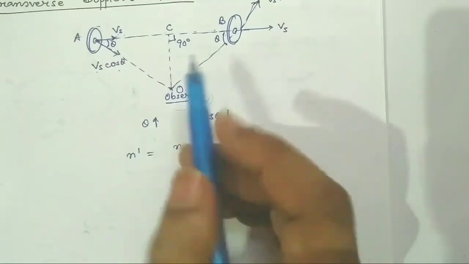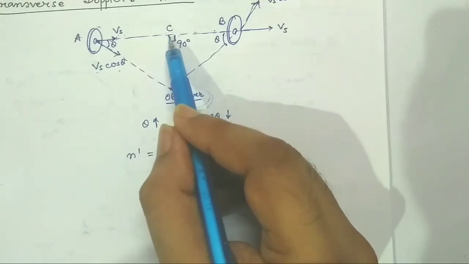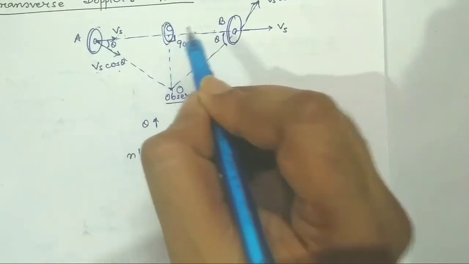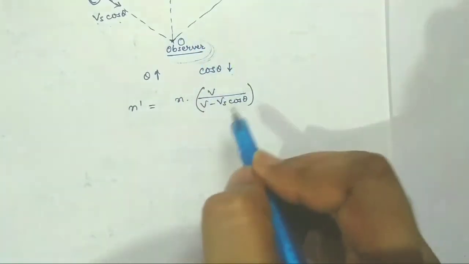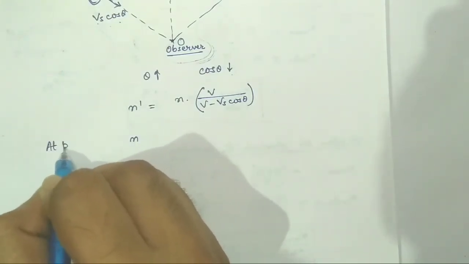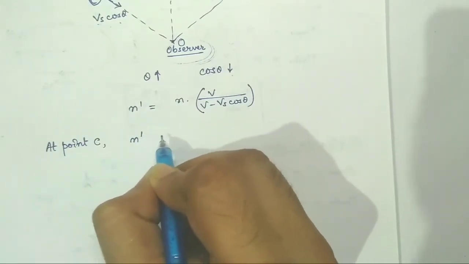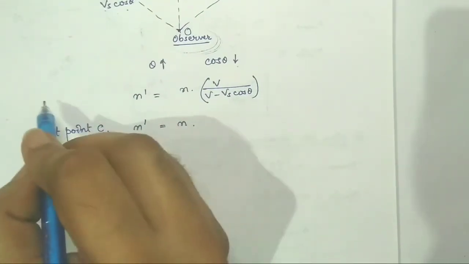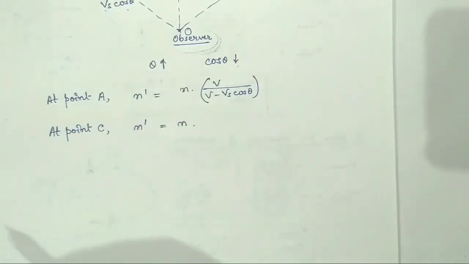Now at point C, the angle between the sound source and the observer is 90 degrees, and we know that cos 90 degrees equal to 0. So at point C, the apparent frequency heard by the observer will be given by n prime equal to n.